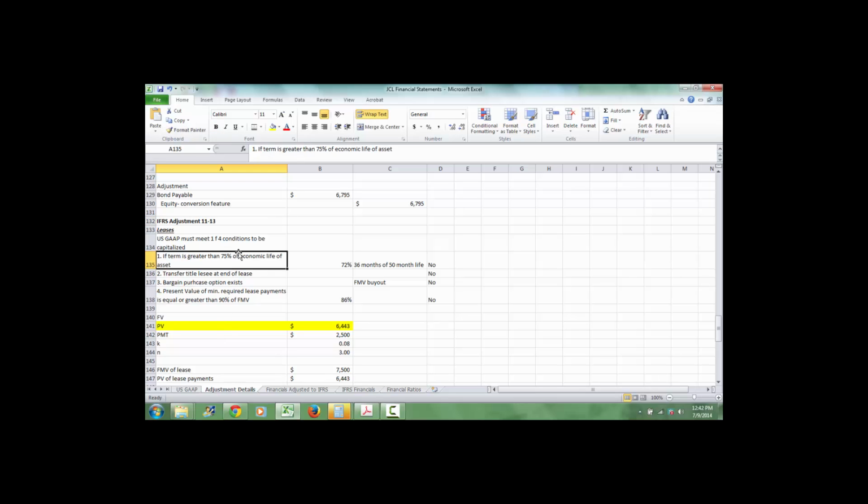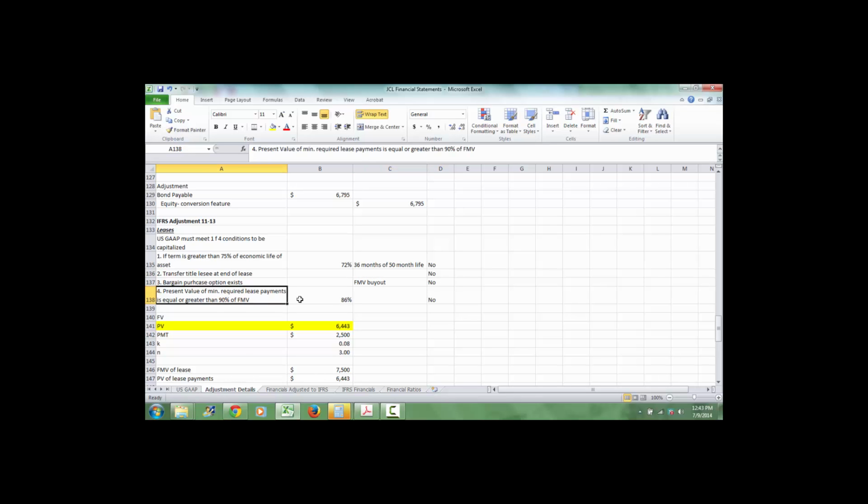So, if it is greater than 75% of the economic life. In the example given in the problem, it's a 36-month lease of a 50-month asset. 36 divided by 50, it does not meet that criteria. If it transfers the title of the lease to the lessee at the end, it states specifically that we do not transfer the title. If a bargain purchase option exists, it states that it's a fair market buyout, so no.